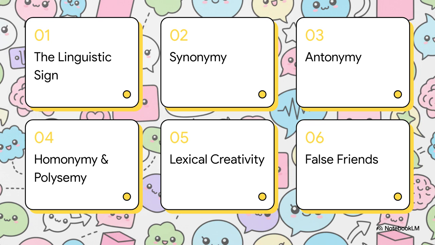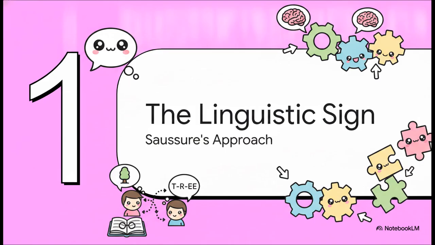Here is our roadmap for today. 1. The linguistic sign. 2. Semantic structure focusing on synonymy. 3. Semantic structure antonymy. 4. Homonymy and polysemy. 5. Lexical creativity. And finally, 6. Navigating false friends. Section 1. The linguistic sign.